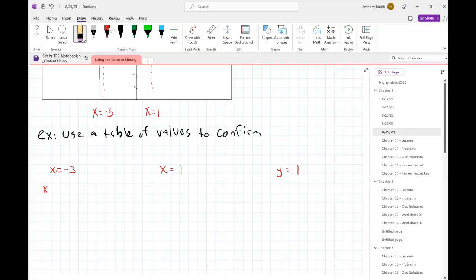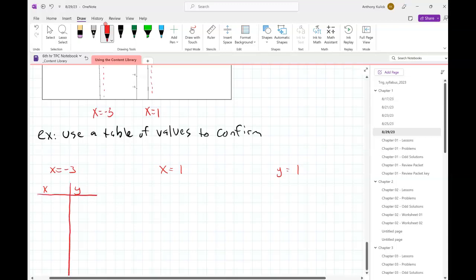So I'm going to make myself an XY table. I'm going to pick x values that are getting progressively closer to -3. I'm going to start with numbers that are less than -3. So maybe I'll start with -3.1, and then -3.01, and -3.001. Notice each time I'm getting closer and closer to -3, but I'm staying on the left side of -3, right? The numbers that are less than -3.